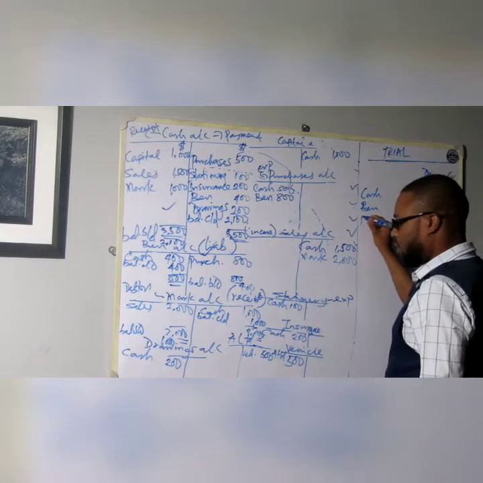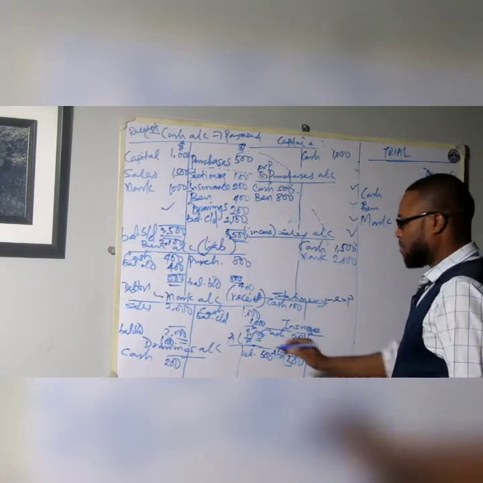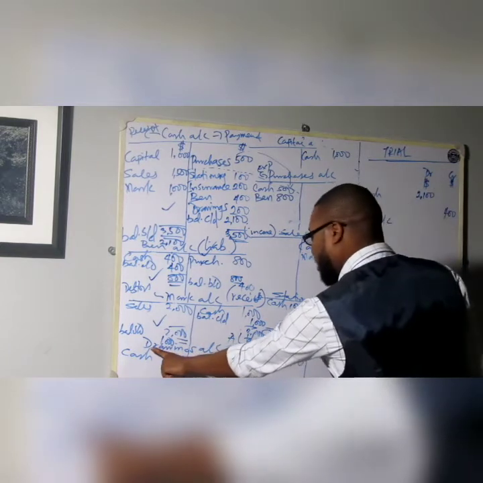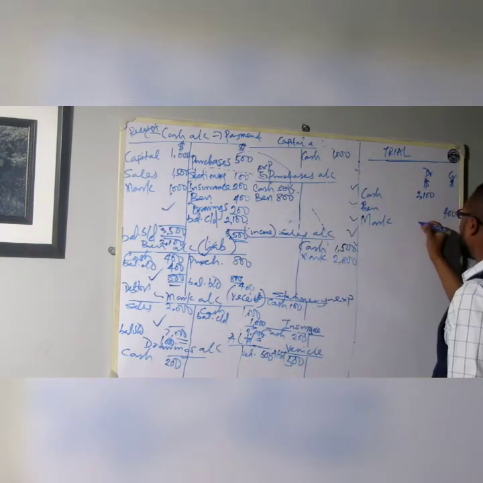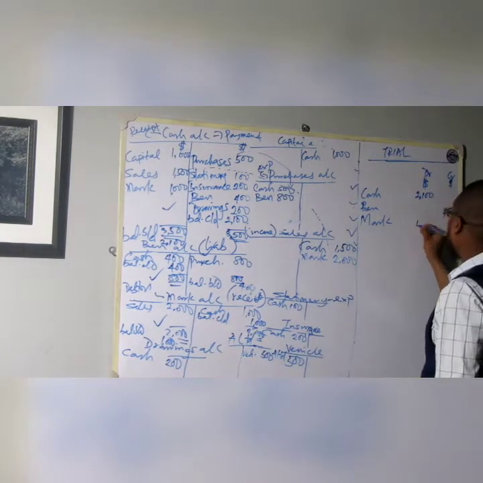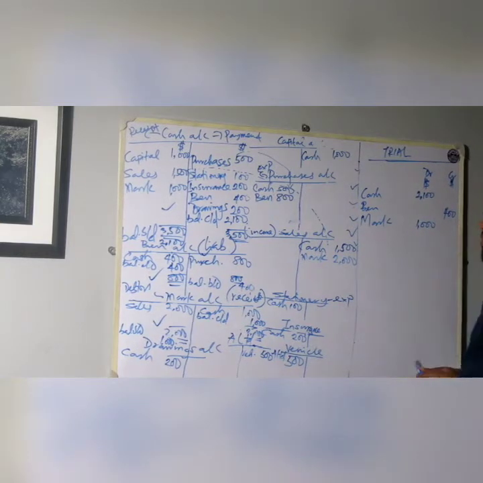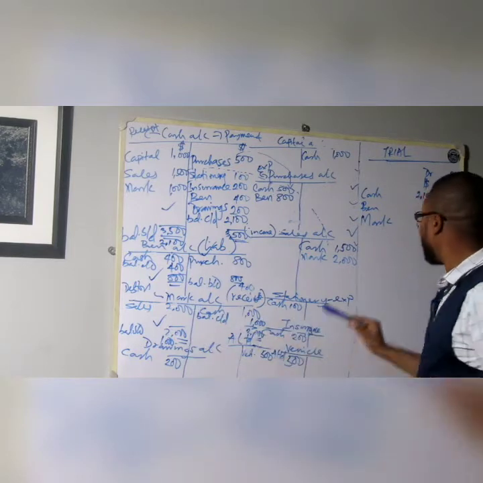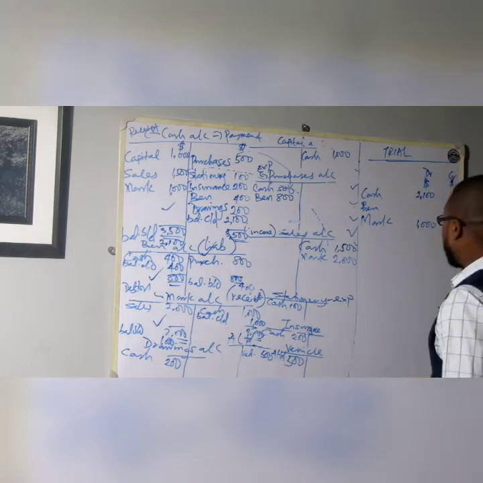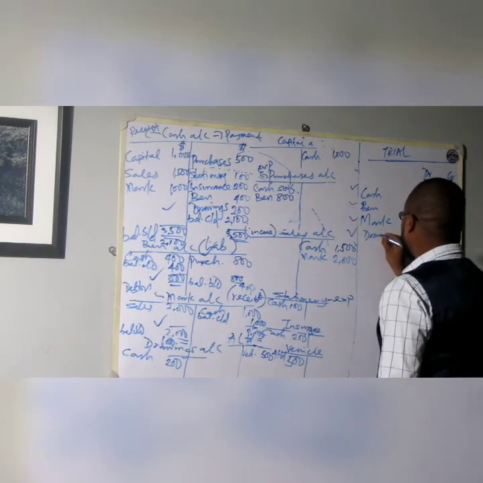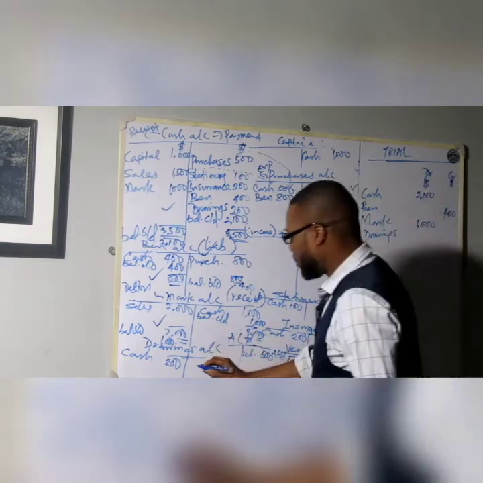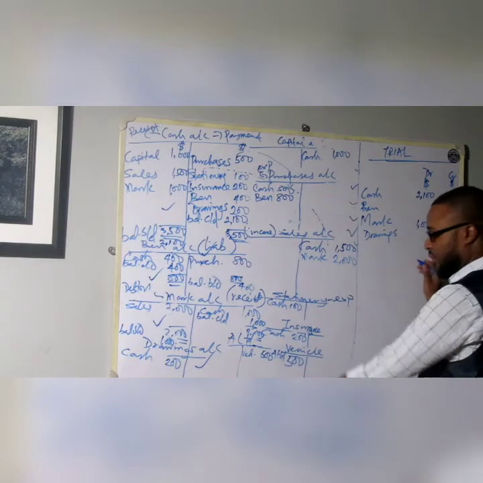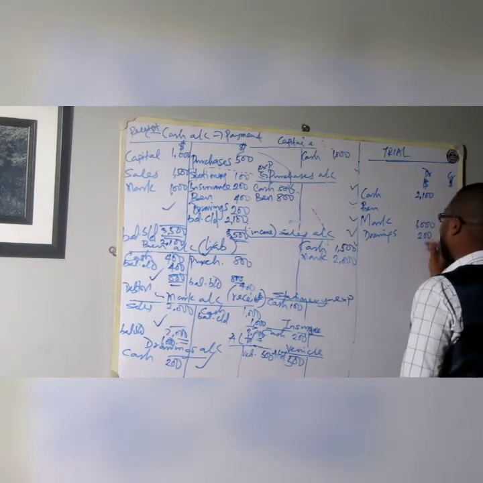Then next, you have Mark's account. The final balance is on the debit side, so you put it on the debit column, 1,000. So 2,100, 400, and 1,000. Then you have the drawings account. Drawings is on the debit side, so you bring it to the debit side. Just transfer it to the same side.